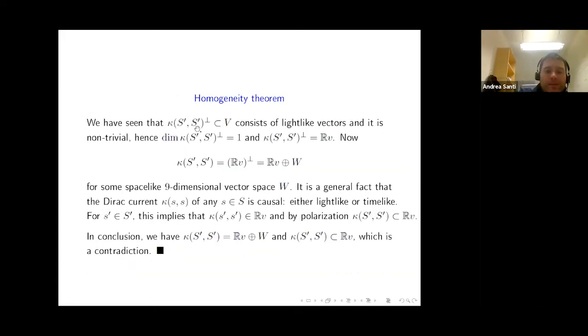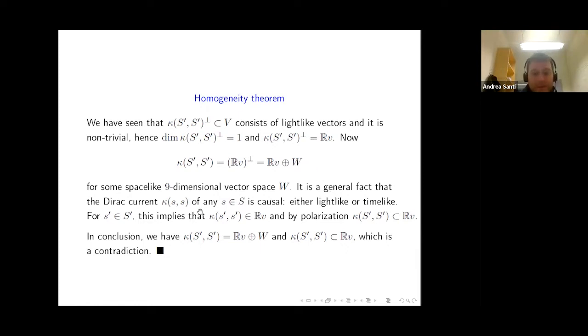Okay, so we have seen that the orthogonal of the image of K on S' consists of light-like vectors, and it is non-trivial by our contradiction assumption. So this means that the dimension of the space has to be one, and I'll write it as the real line spanned by some vector V. So if I take, again, the orthogonal of this, I learn that K S' is RV, orthogonal direct sum with some space-like one-dimensional vector space W.